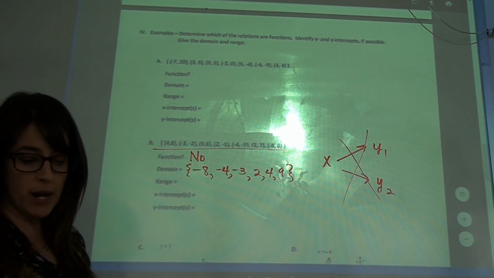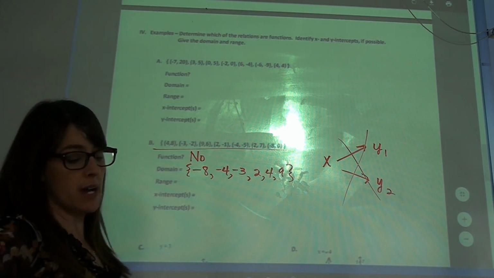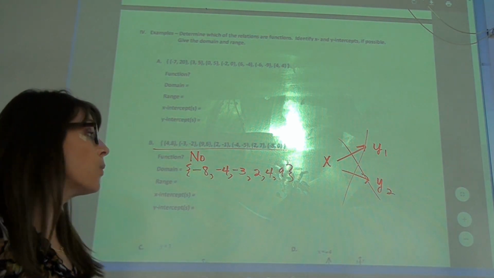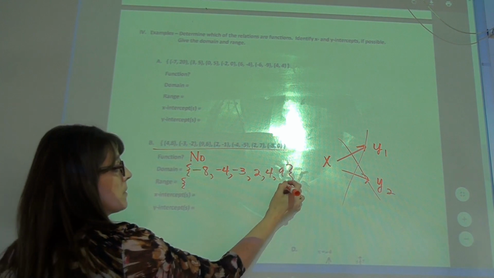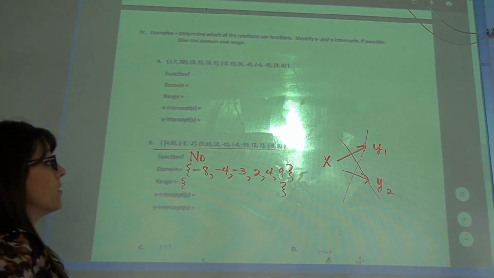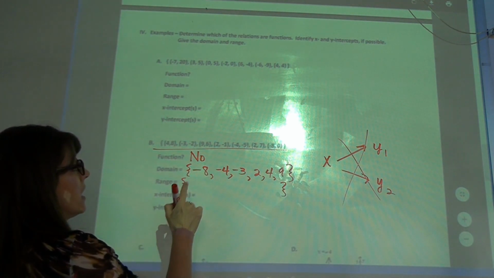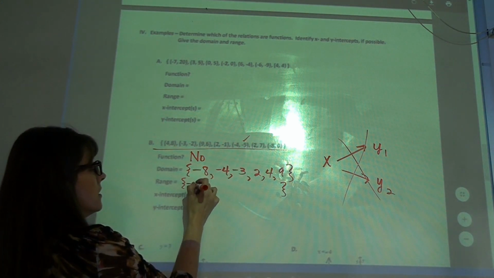Now I'm going to do my range, and with my range, similar idea here, but instead I'm going to look at the y coordinates. So what I'm going to do is start with the smallest y value that I see, which is going to be a -5.